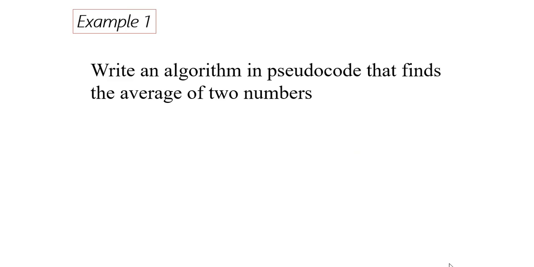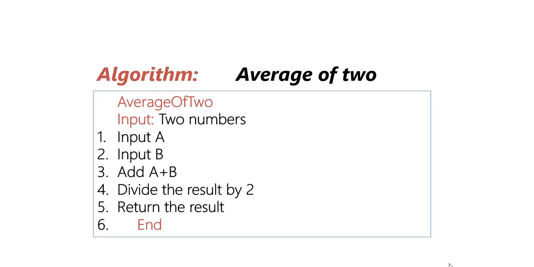Now let's check the example. Write an algorithm in pseudocode that finds the average of two numbers. So this is the solution. This is the title of the algorithm, average of 2, and then the input will be two numbers. The first input is A, so we create an input named A, and then create an input named B, and then add A plus B, and then divide the result by 2, and then return the result, and end.